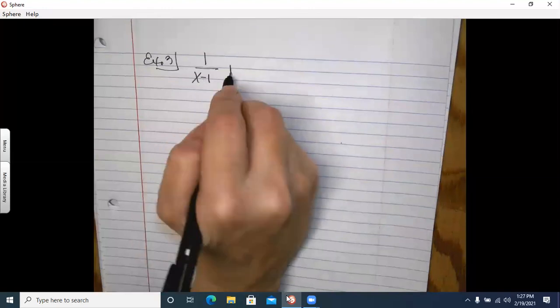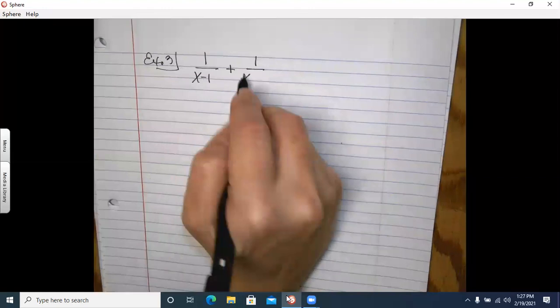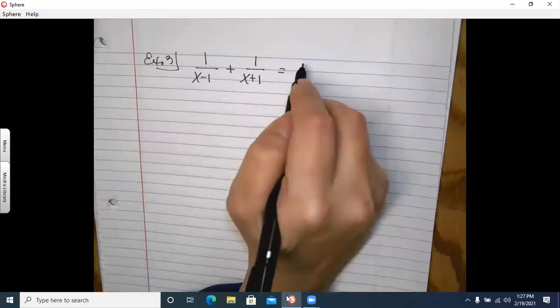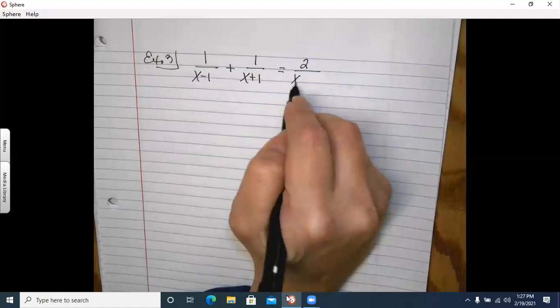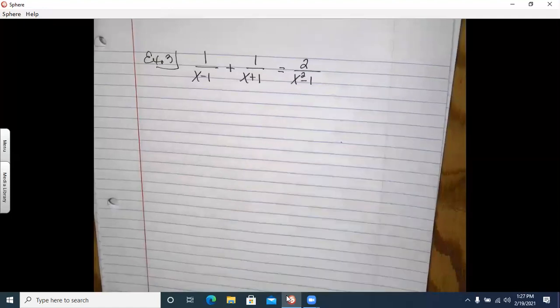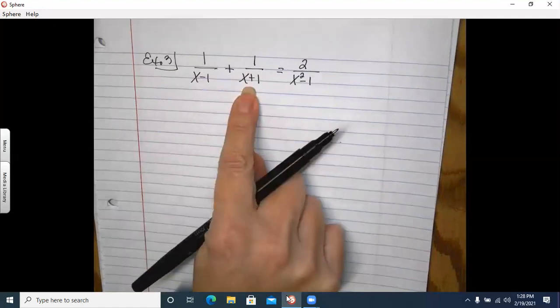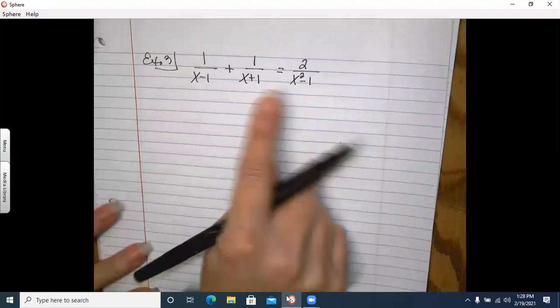One divided by x minus 1 plus 1 divided by x plus 1 equals 2 divided by x squared minus 1. No. What's really no fun is when they all can be factored. Whew. Second fraction, can x plus 1 be factored? No. How about x squared minus 1?